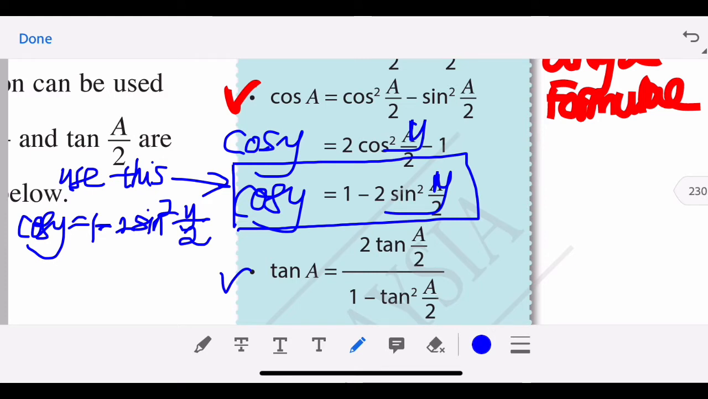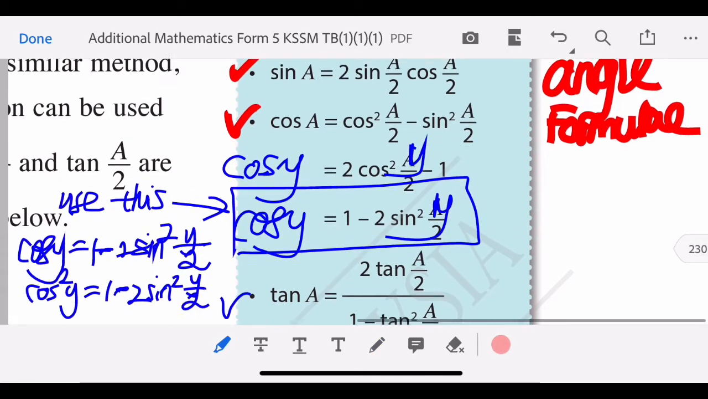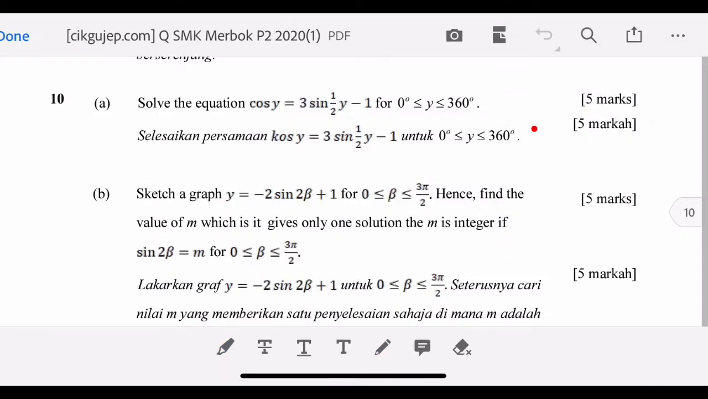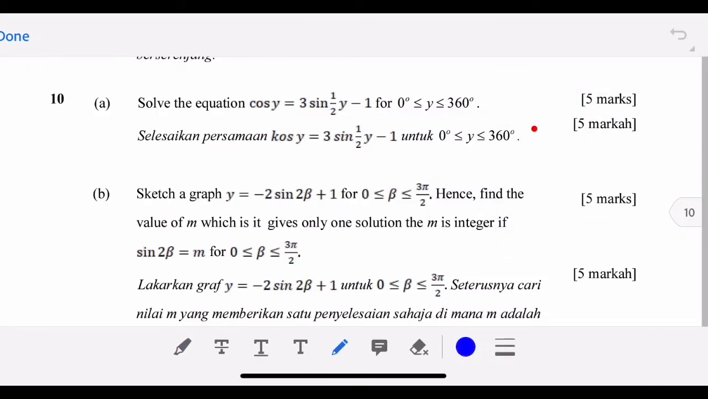If you can't, then you just be aware that there is a half angle formula. Alright, again I write cos y is equal to 1 minus 2 sine square y over 2. Now let's get started with the question.